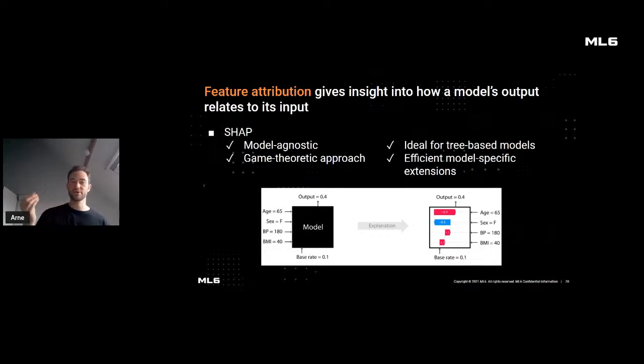So what is feature attribution? It's really the collection of tools and techniques that aim to give insight in how a model's output or intermediate result correlates to its inputs. And the best well-known here would be SHAP. SHAP is at this point a collection of tools that originally were based on Shapley values.